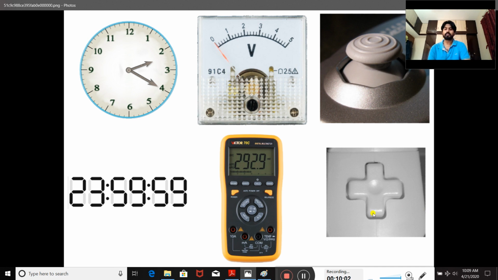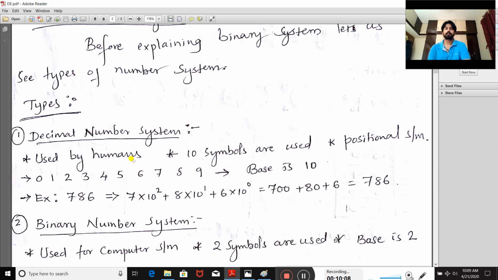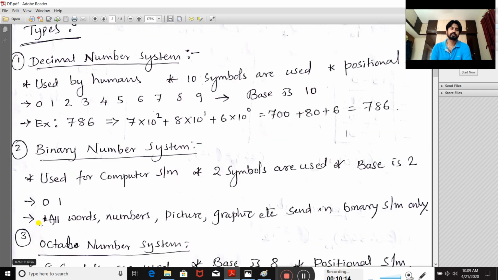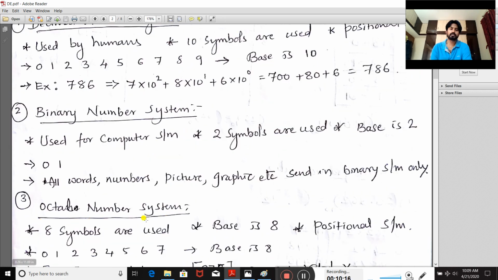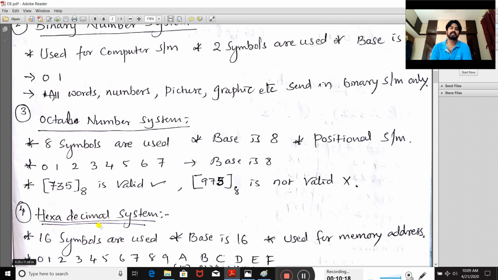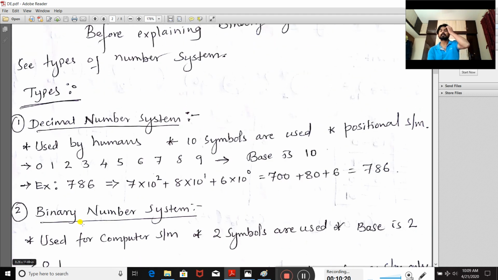Now I will start with number system, types of number system. Basically there are 4 types of number system. One is the decimal number system, second is the binary number system, third is the octal number system, and fourth is the hexadecimal system. The decimal number system is used by human beings for all calculations.